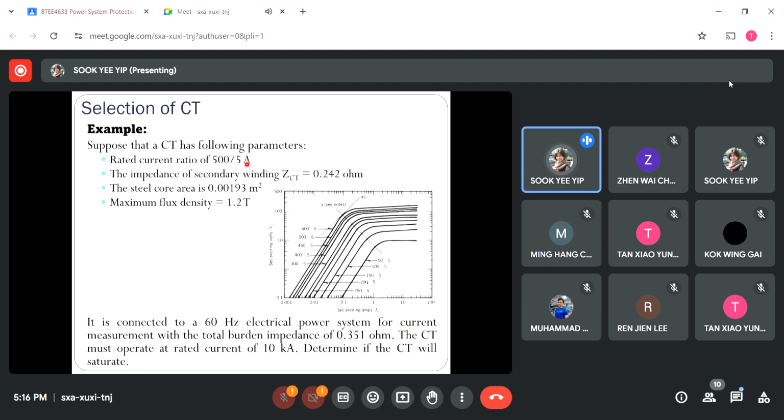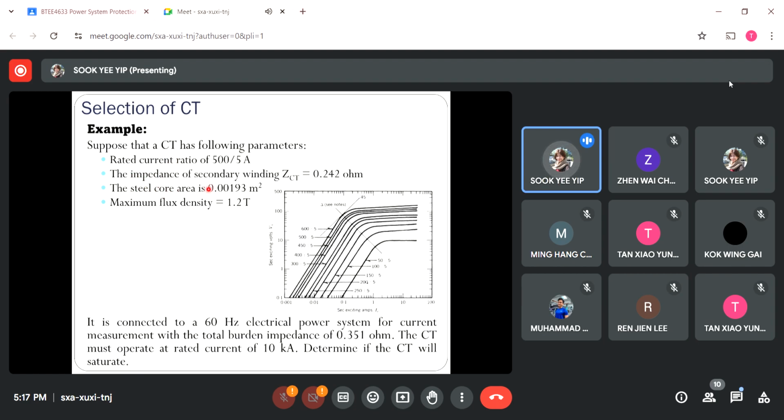This is the secondary current. So from here, you can find the current transfer ratio by having 500 divided by 5. And this current transfer with its secondary winding turns gives you the winding resistance value of 0.242 ohms. And this current transfer has been configured with a steel core.